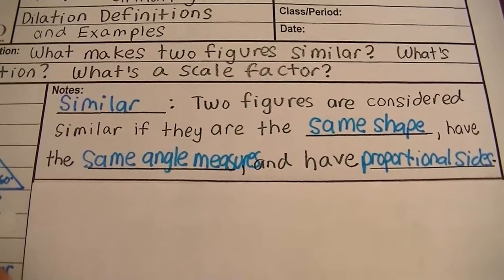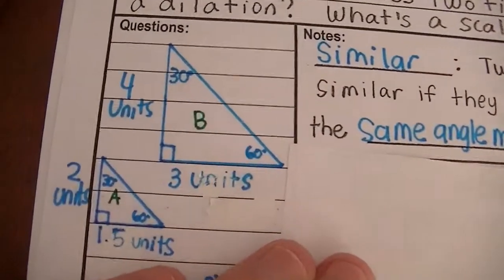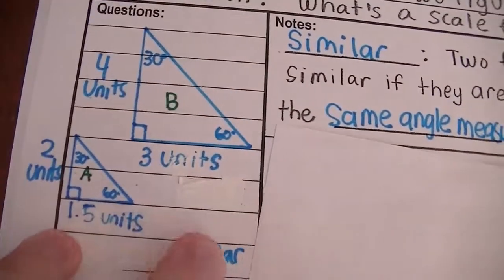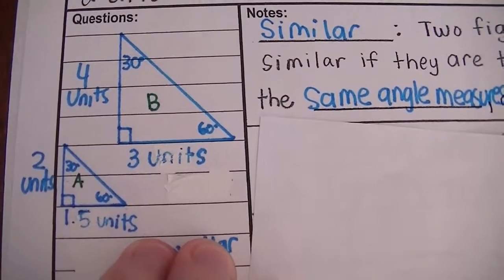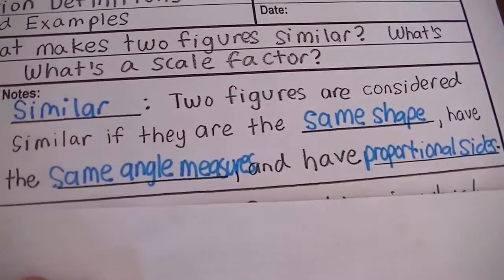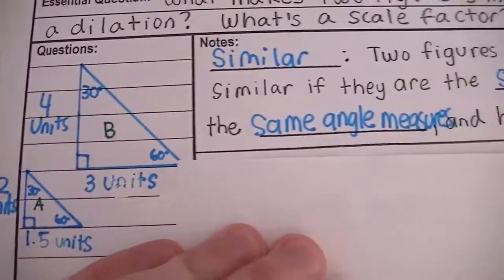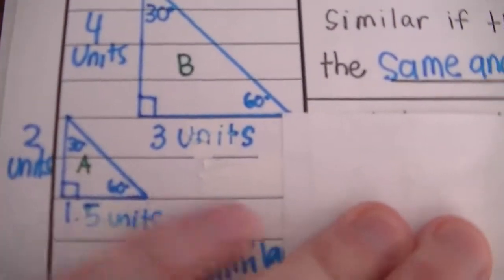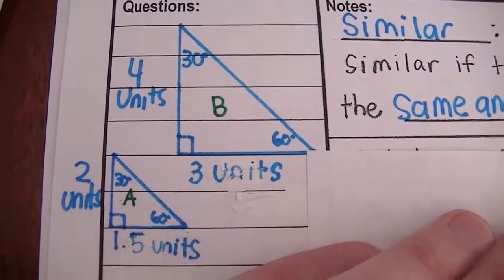So I created a little example over here to the left to show you an example of similarity. You'll see right here I have triangle A, and right there is triangle B. Triangle B is larger than triangle A, and I want you to determine if those two triangles are similar. And to determine if they're similar, you just have to see if it fits this criteria. So are they the same shape? Yes, they are both right triangles. Do they have the same angle measures? Yes, they do. You have a 90-degree angle, 30-degree angle, 60-degree angle, and the same in triangle B.